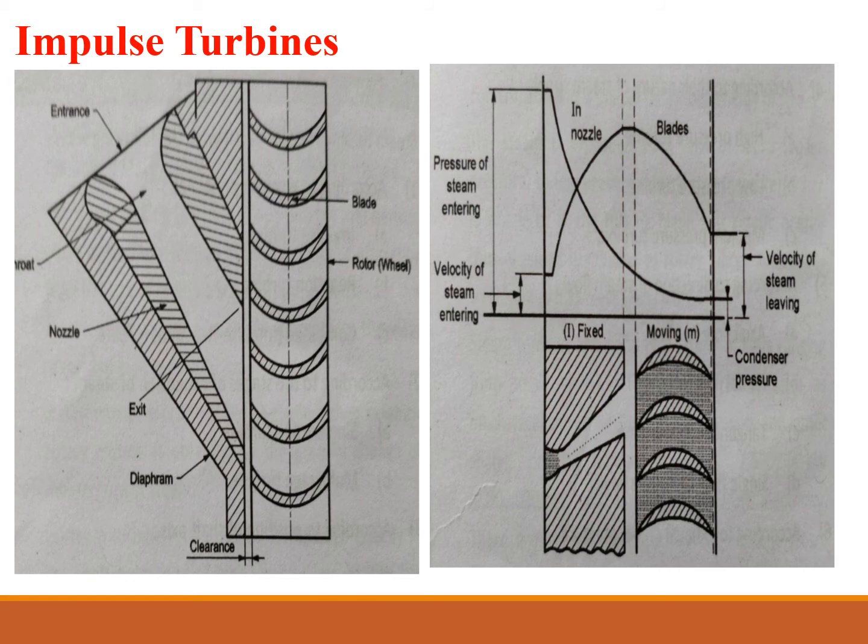Impulse turbine consists of one fixed set of nozzles mounted on a stationary diaphragm that orient the steam flow into a high speed jet, which is followed by one set of moving blade ring as shown in the figure for a single stage impulse turbine.